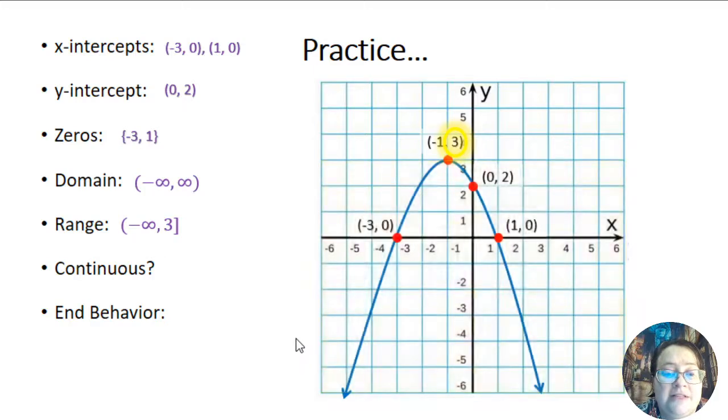To find out if it's continuous, I use the pencil test. I trace along the function. And we go up, and we trace it back down. But I didn't have to pick up my pencil, so yes, it is continuous.